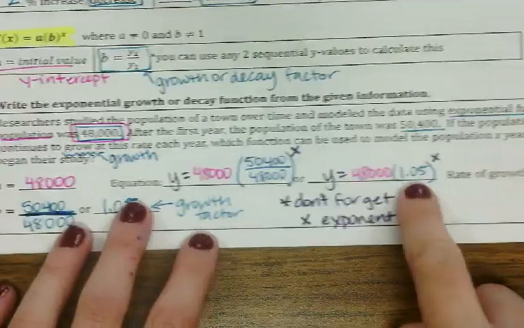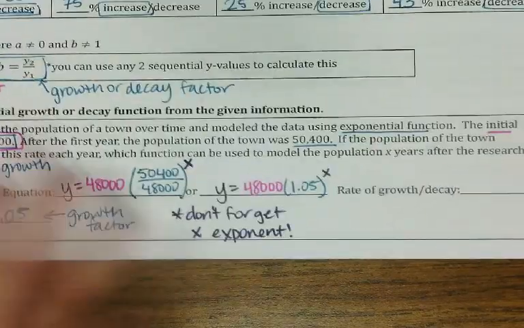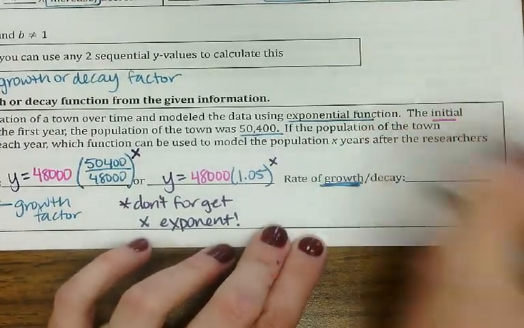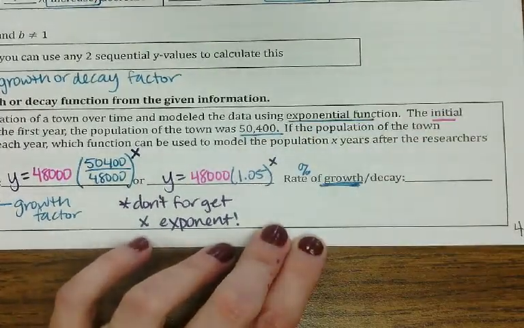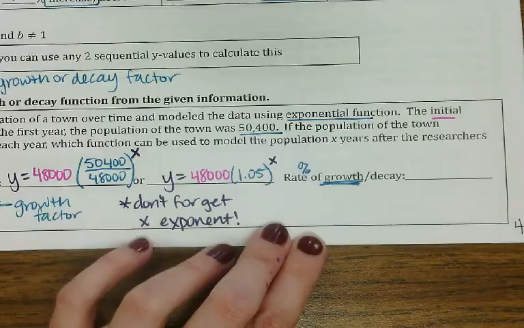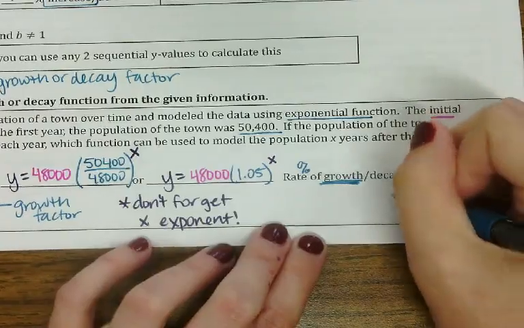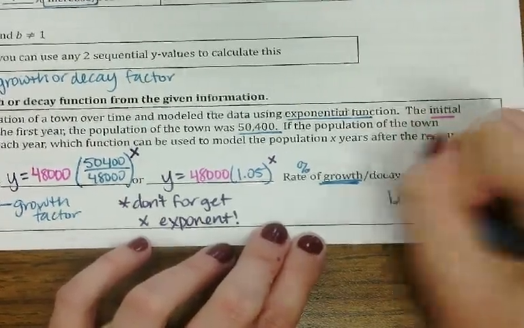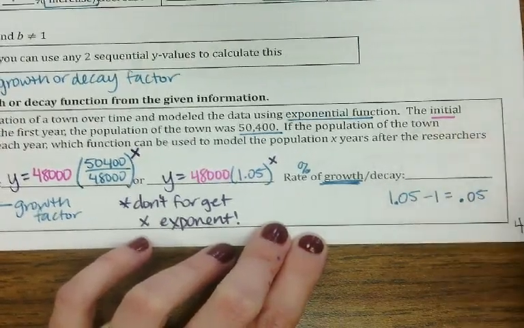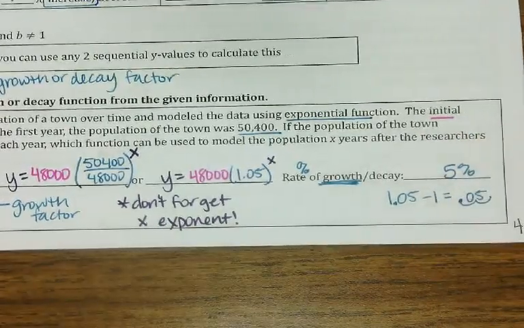So, after all that, we just found our growth factor. Now, what is my rate of growth? We know that we're dealing with growth here. That rate is a percentage. How do we find that rate of growth? Well, what's my growth factor? David, go for it. 1.05, and then what do we need to do to find that rate? Subtract 1. So that becomes 0.05, which means that we have a rate of growth of 5%.